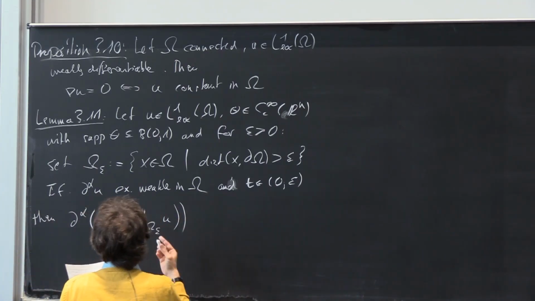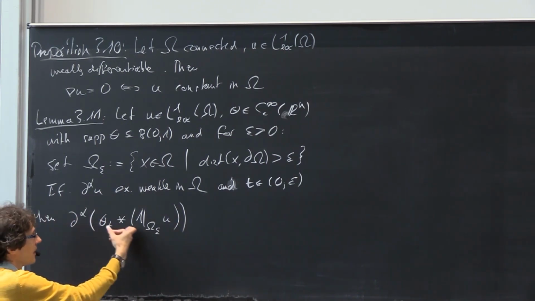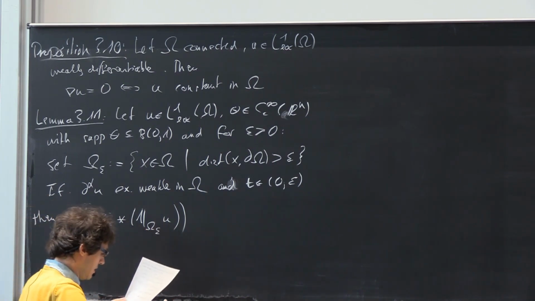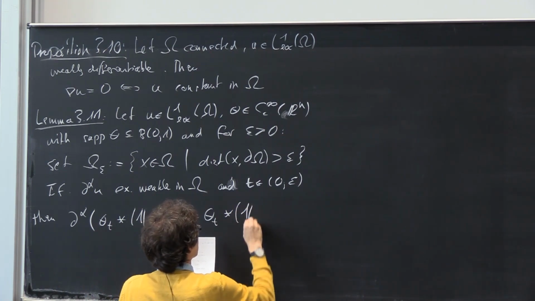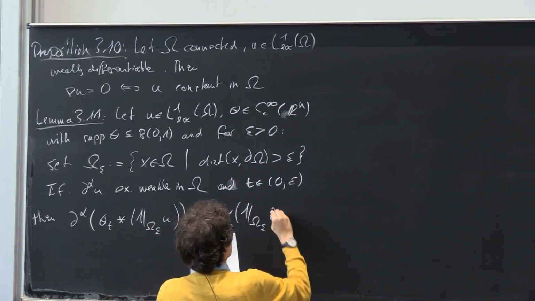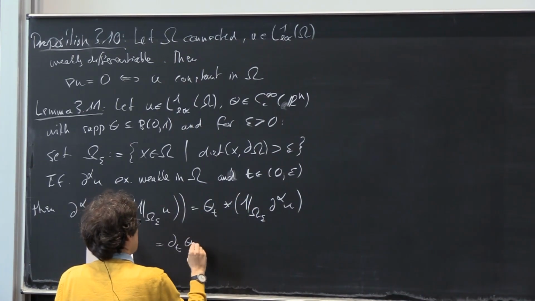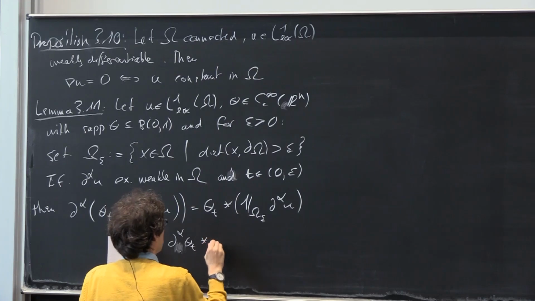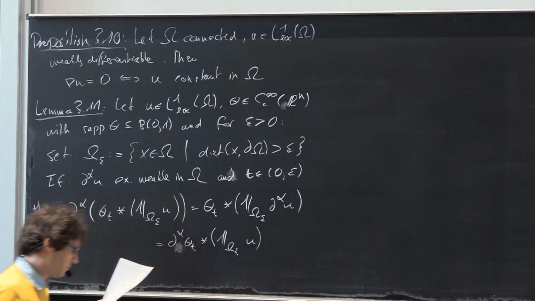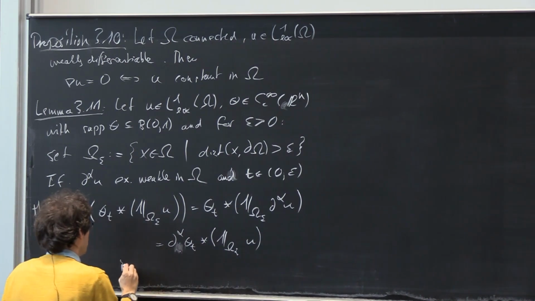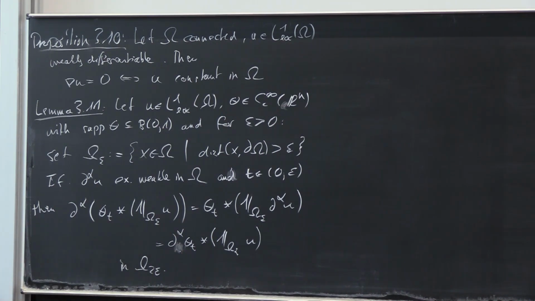And then you can put the d alpha here. This is no surprise because theta t is smooth, but the nice thing is you can put it here and you can even put it here. So then this is theta t convoluted with the characteristic function of omega epsilon times the weak derivative of u. And it's also the same as the derivative of theta t convoluted with the characteristic function times u. But the most important part is this one. And this is true in omega 2 epsilon. So you have to stay away from the boundary.